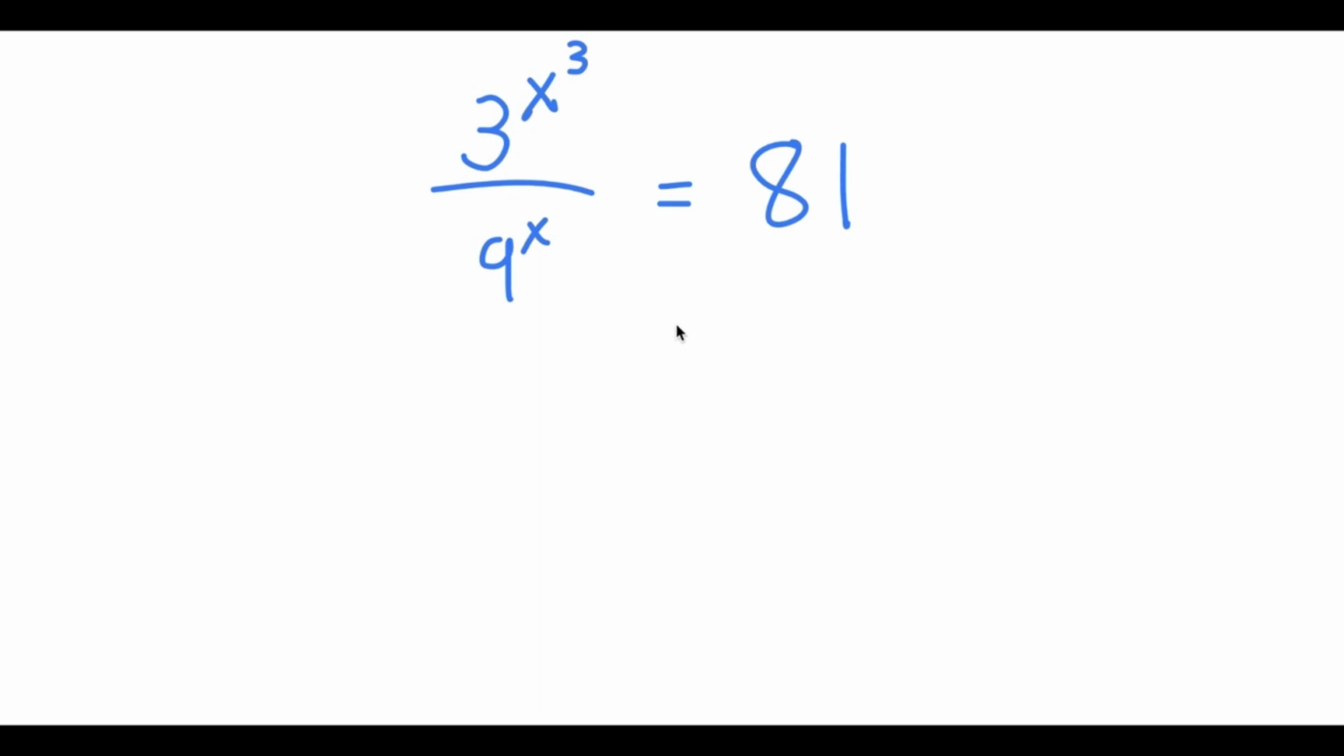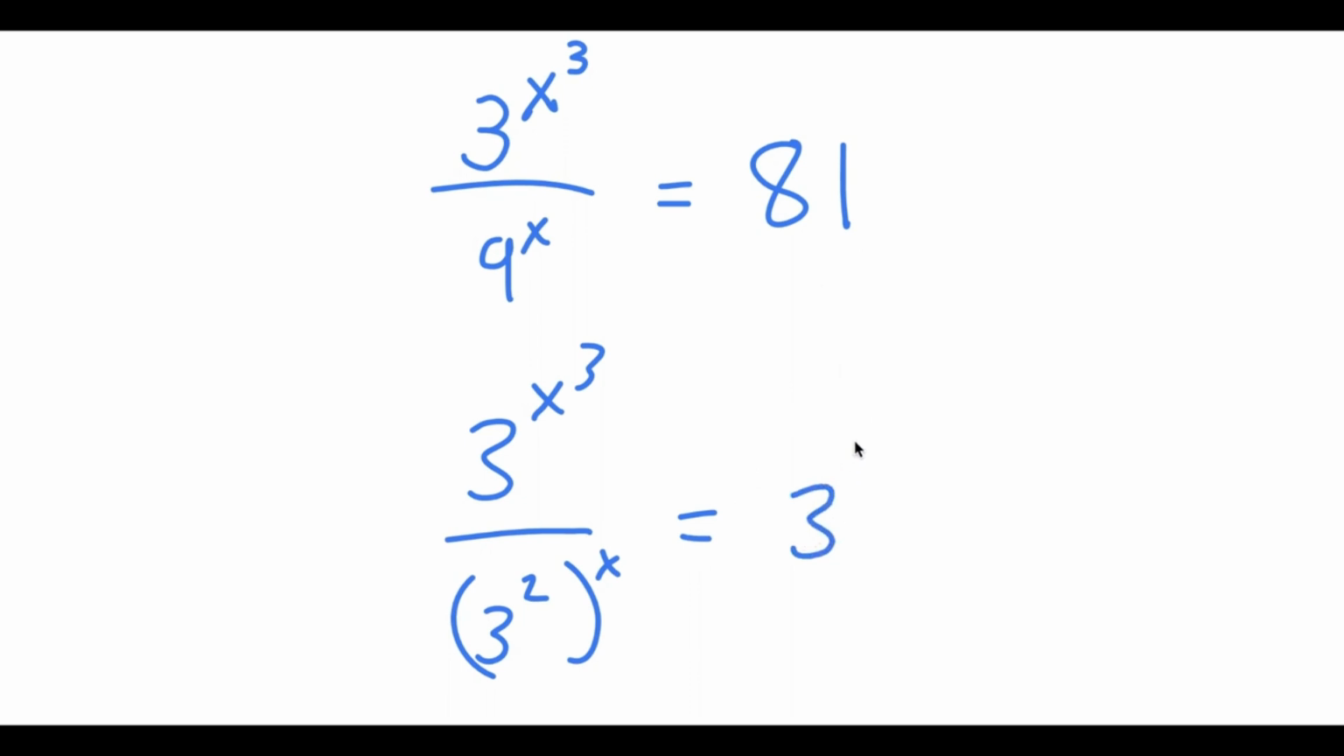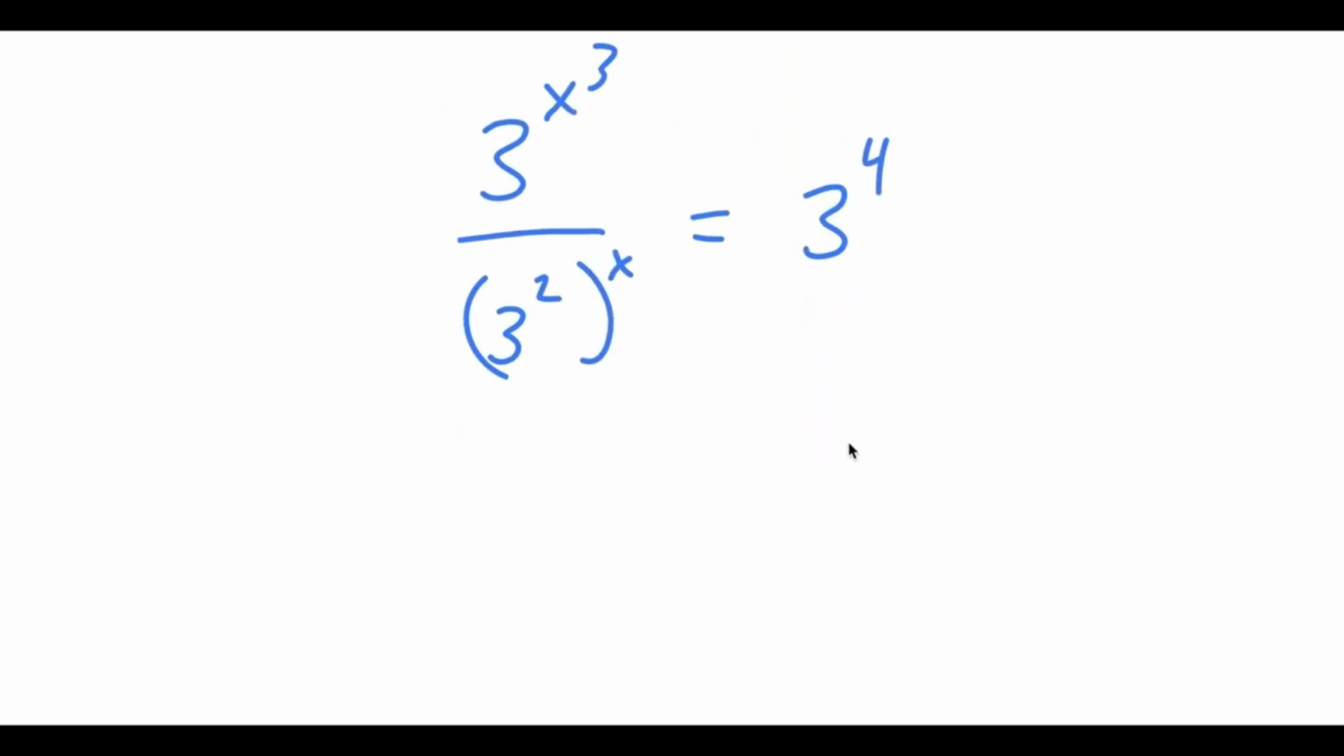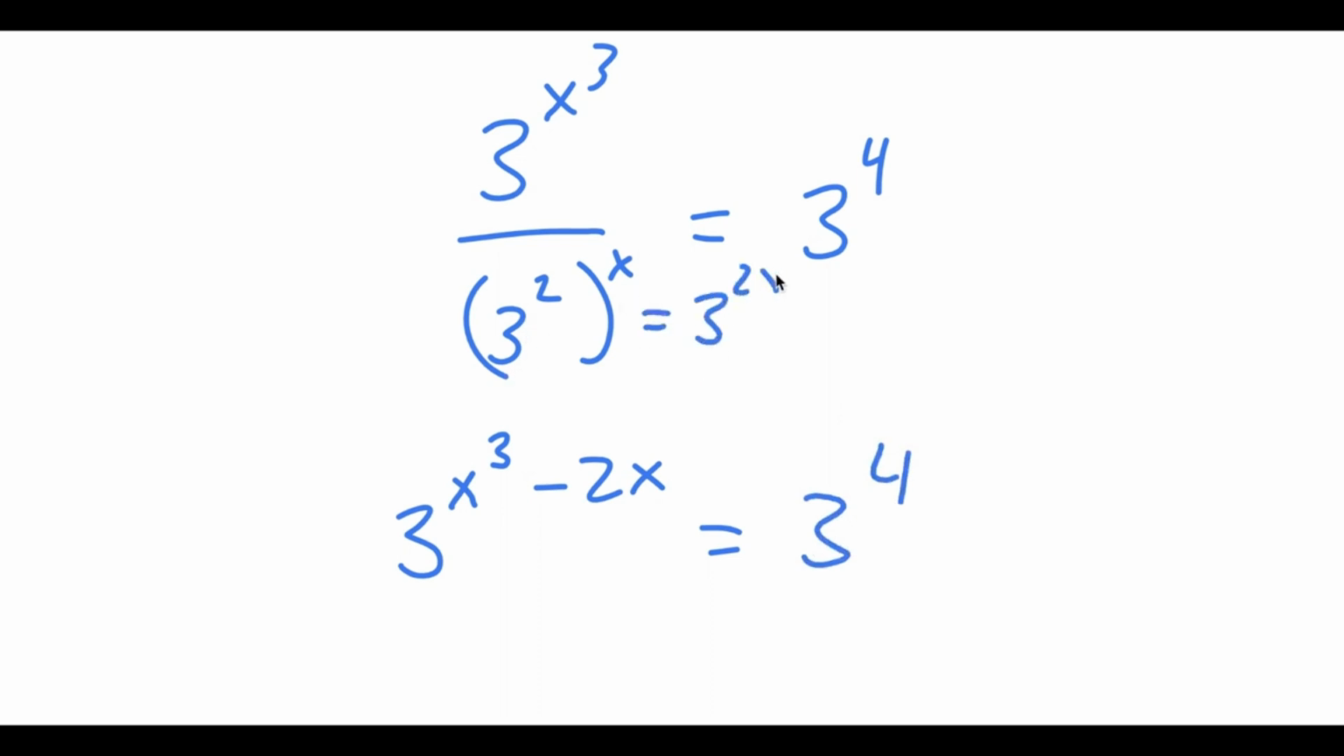Alright, so in this problem, I have 3 to the power of x to the power of 3 over 9 to the power of x is equal to 81. So I'm going to first rewrite 9 to the power of x as 3 squared to the power of x, and rewrite 81 as 3 to the power of 4. Now, this is the same thing as 3 to the power of x to the power of 3 minus 2x is equal to 3 to the power of 4, because 3 to the power of 2 to the power of x is going to equal 3 to the power of 2x.